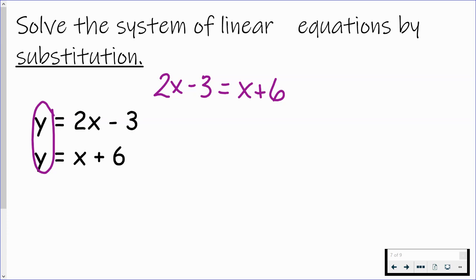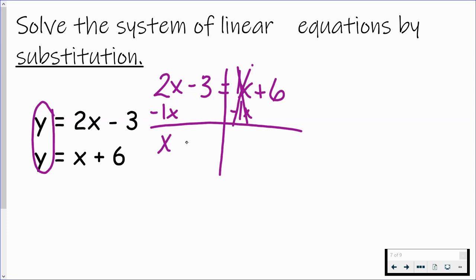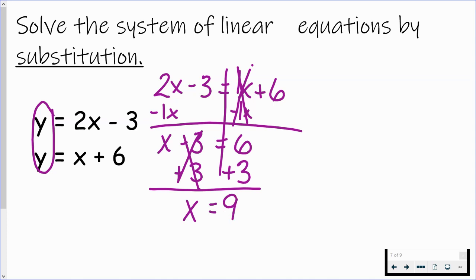Okay. In these situations, you're going to end up having variables on both sides. So what I'm going to have to do is move one of them to the other side. Remember, this is a 1x there. I'm going to do minus 1x, minus 1x. 2x minus 1x leaves me just with 1x, or x minus 3 equals 6. Now I'm going to add 3, and I'm left with x equals 9.